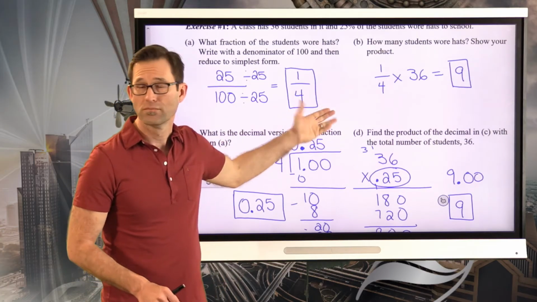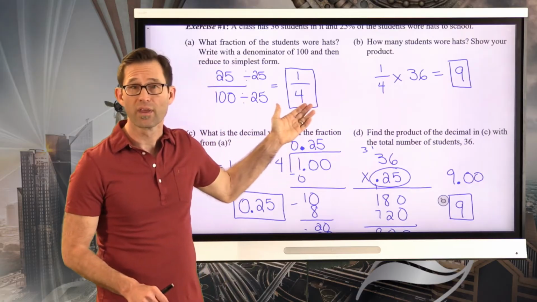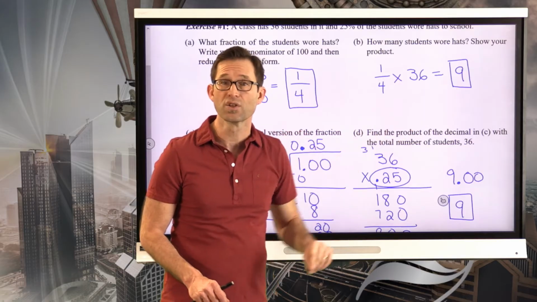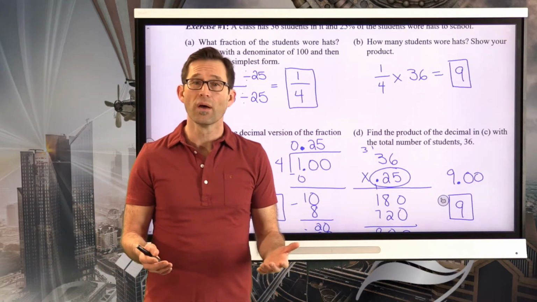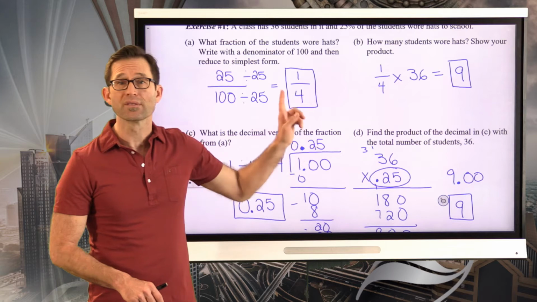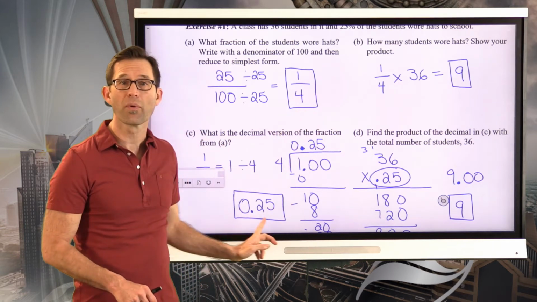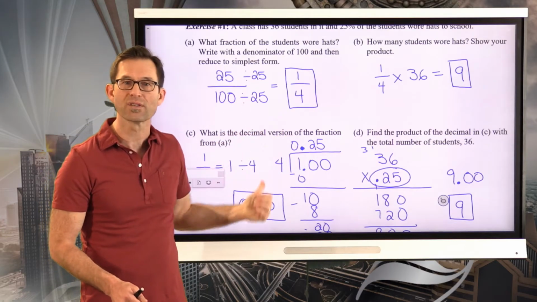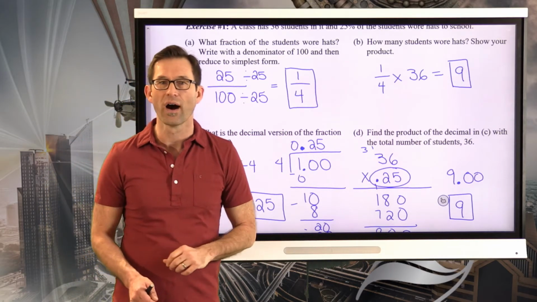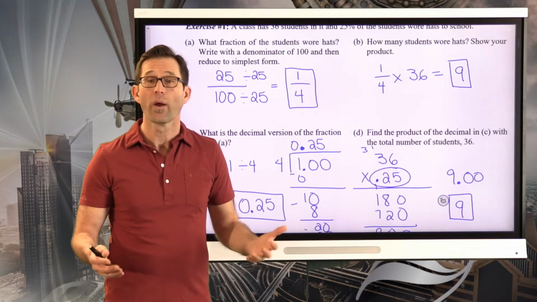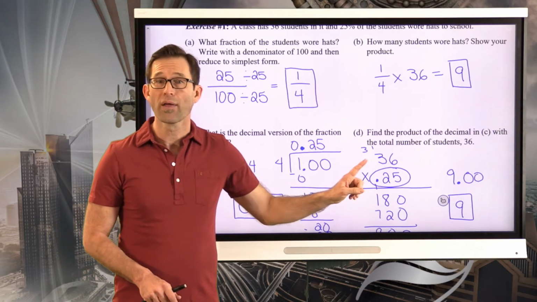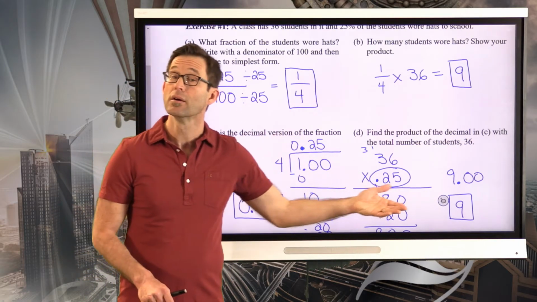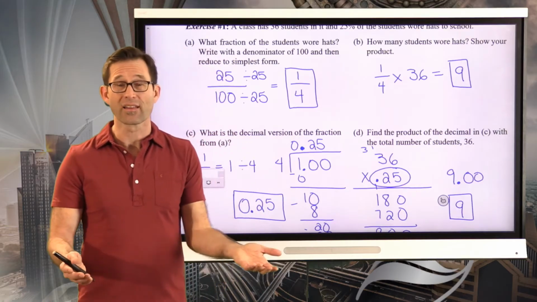You know, 1/4 is the fraction, right, of the kids who wore hats. 1/4 times 36, the total, gives me those 9 students. But I could have also done this in a different way, where instead of multiplying by the fraction, I multiply by the decimal. And this should make sense, right? The fraction's 25/100ths, which is the same as 0.25. That is literally 25/100ths. So when I multiply the total by, if you will, the decimal version of this percent, I get the part. Exactly as I should, right?